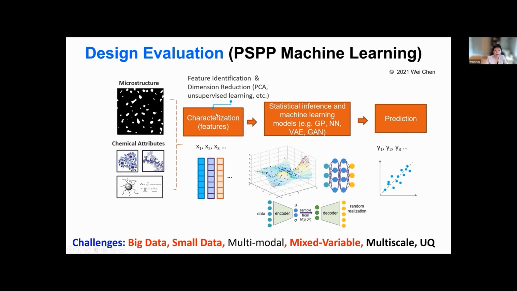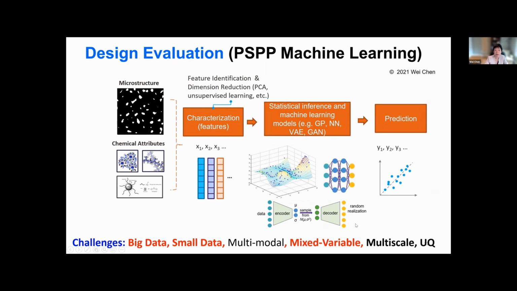And we can use very traditional approaches to feature identification and dimension reduction. On the other hand, we can also use deep learning methods to really derive the latent representation of those different complex inputs. So there are many subjects in this category, and I'm not able to touch all of them, but I'm going to focus today more on how we use methods for big data, small data, and the mixed variable problem, which is a new technique we call the LVGP, the latent variable Gaussian process method that we developed.